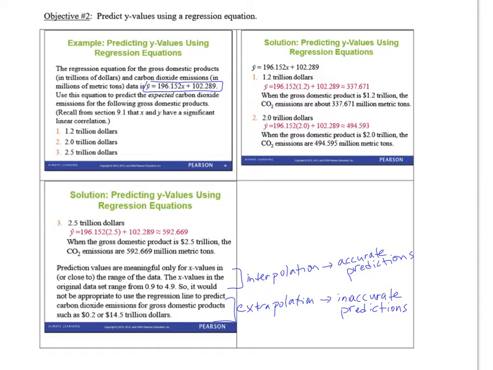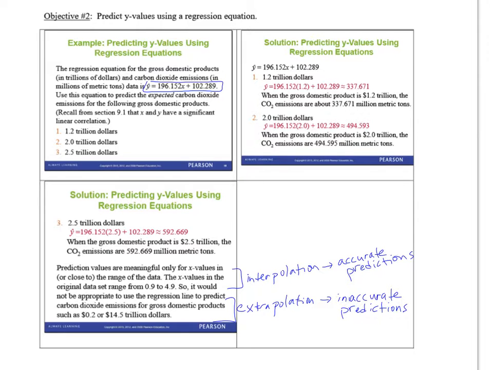Okay, so now here you can see the objective is to predict the y values using that regression equation. On the previous slide we derived this for the regression equation, and now what we'd like to do is, for countries that have these 3 GDPs, plug the x in and predict the carbon dioxide emissions. Next, $2 trillion, plug it in, predict carbon dioxide emissions. Next, $2.5 trillion, plug it in, and make predictions.